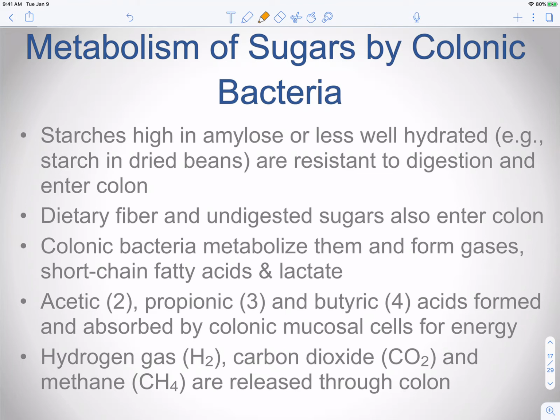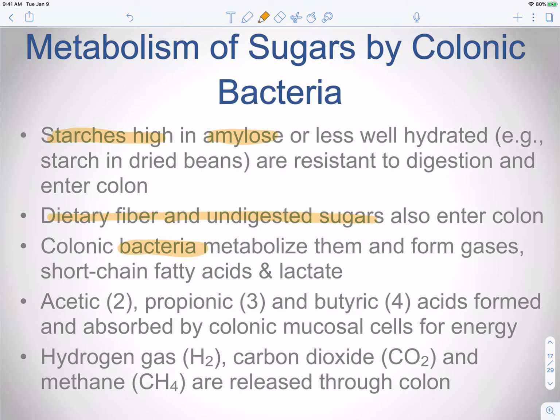Now, in our colon, our bacteria are going to metabolize a lot of our sugars. So when we take in a lot of starches, we have a lot of amylose, or we have less hydrated sugars, such as what's in beans. These become more resistant to digestion in our small intestine and will enter the colon. And the fiber and undigested sugars of the colon will be broken down by bacteria. And the bacteria are going to use them as a fuel source.